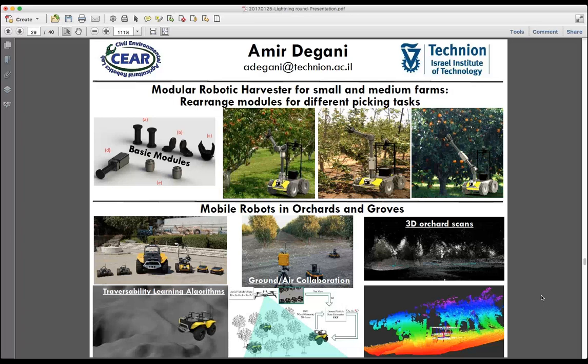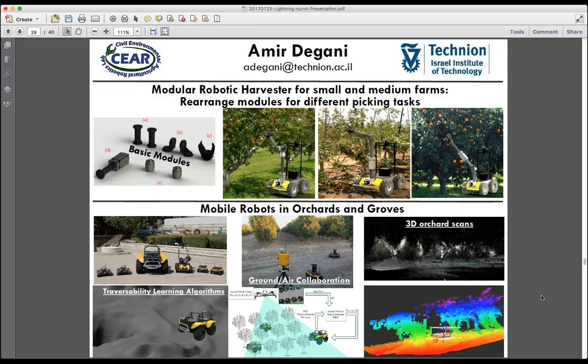The first, on the top, is about manipulation and harvesting. The idea we have is that since farmers don't want to buy a robot that will only work a month out of the year, we thought about a modular approach, of having basic modules. By changing the order of the modules, you can see on the top, the robot can then handle different harvesting tasks: peaches, apples, oranges, and so on.